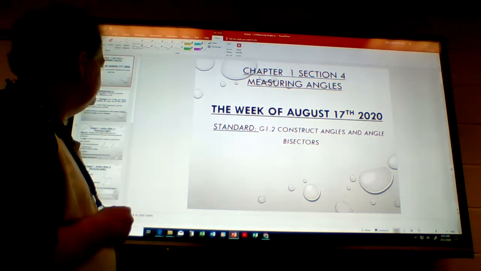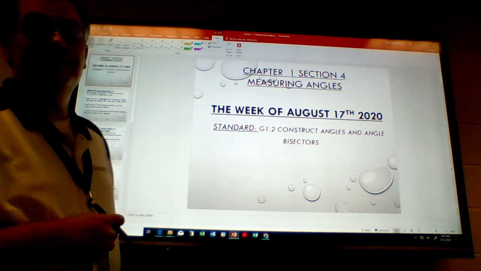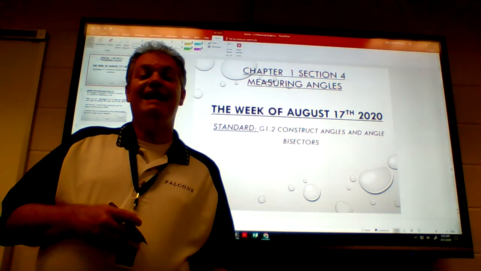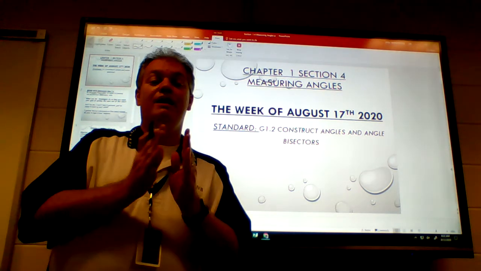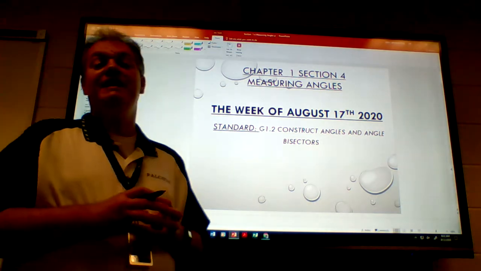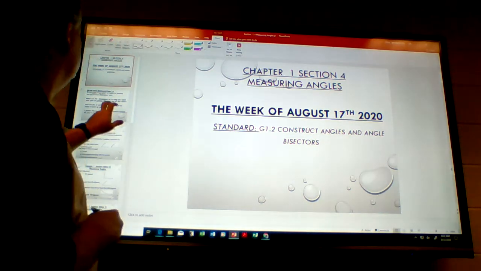All right. Now, today we're going to be talking about how to measure angles. We talked about an angle being two rays that are joined at a common endpoint. That's called the vertex point. We'll talk about that here in just a moment.